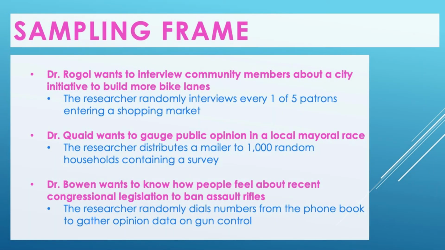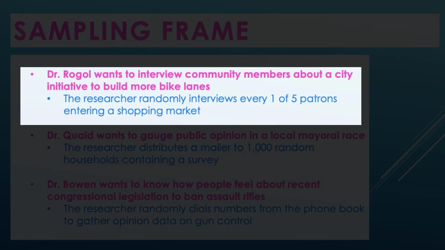Let's start with example number 1. Let's say Dr. Rogel wants to interview community members about a city initiative to build more bike lanes. So, the sampling frame that Dr. Rogel uses, she randomly interviews every 1 out of 5 patrons entering a local shopping market. And you might think that this sounds fine, like, okay, it's random. I guess that means that's representative, right?